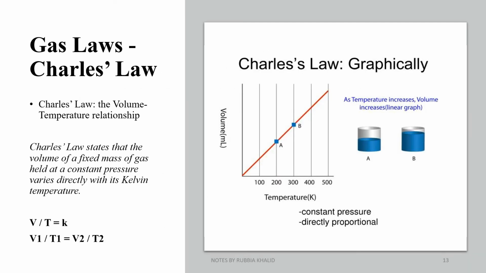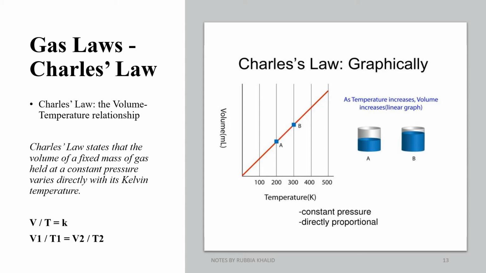Next we have Charles' law. Charles' law describes the relationship between volume and temperature. It states that the volume of a fixed mass of a gas held at constant pressure varies directly with its Kelvin temperature. So, as the temperature increases, volume increases. Temperature is directly proportional to the volume, and pressure is kept constant.